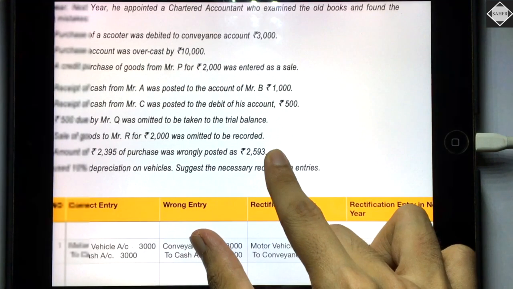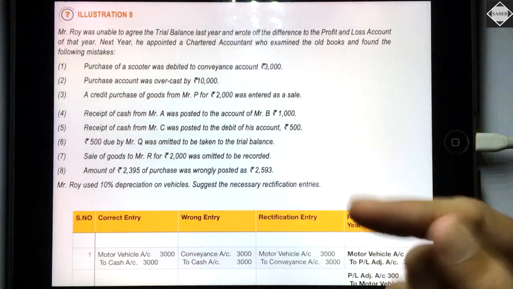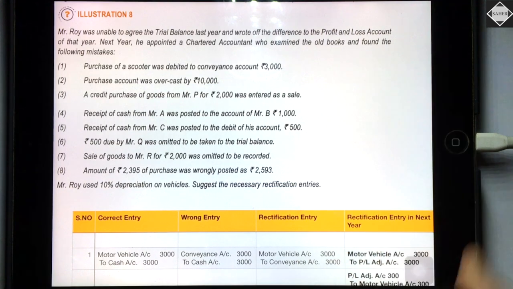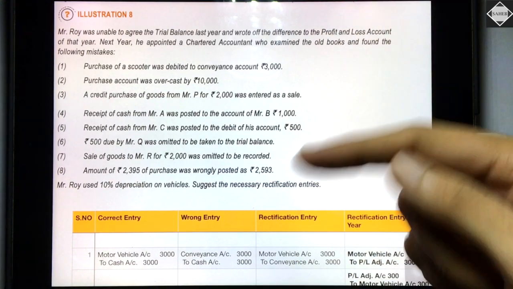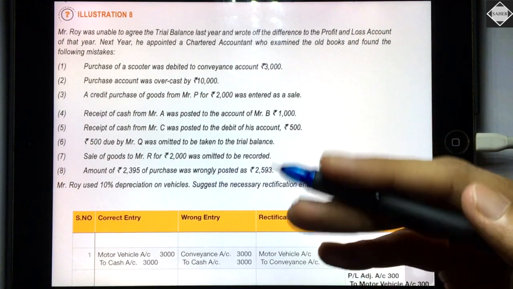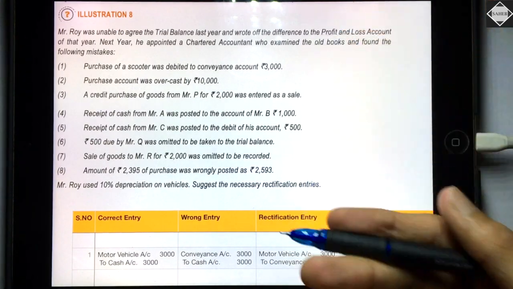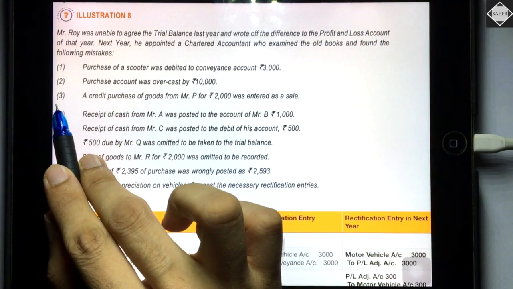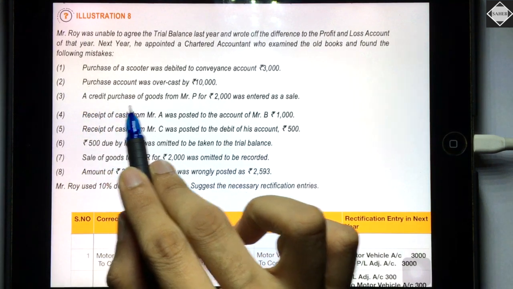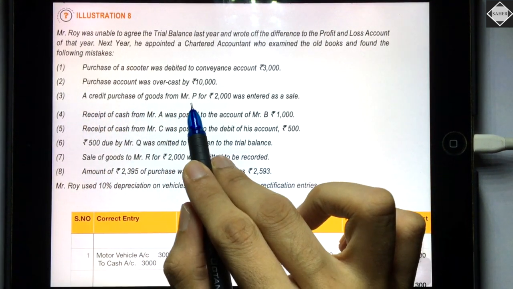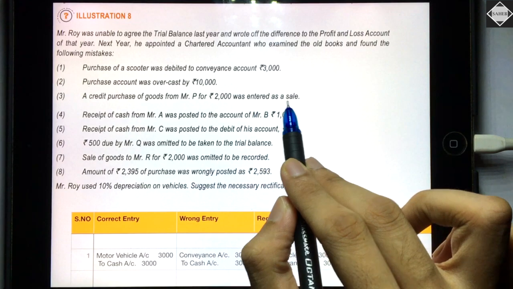Overcasting means what? It is recorded more than what it's supposed to be in that specific account. So just reduce that account. Yeah. Overcast means it's more than what it's supposed to be. Just reduce it. Fine. Third thing, a credit purchase of goods from Mr. P for 2,000 was entered as a sale.